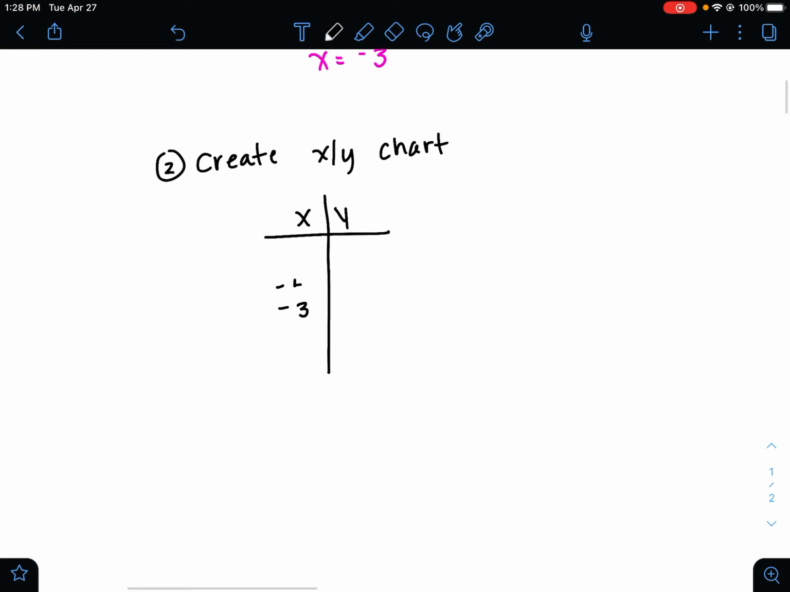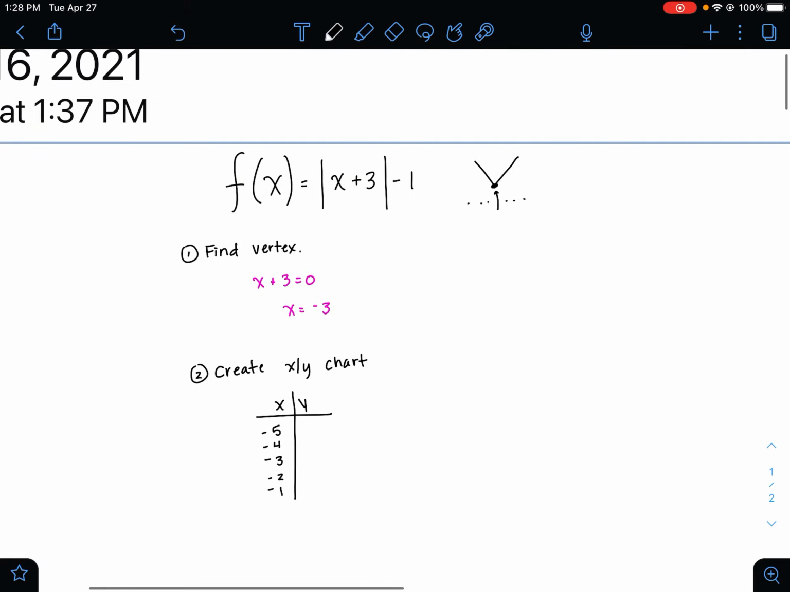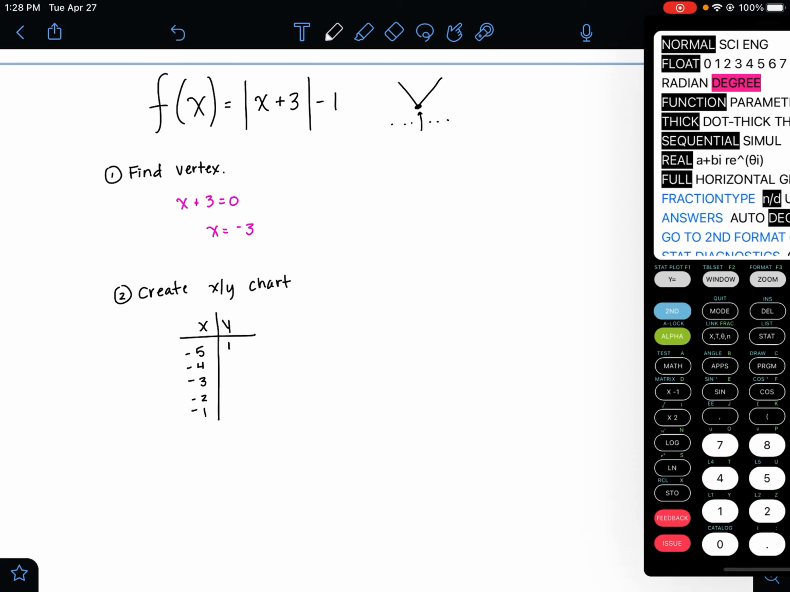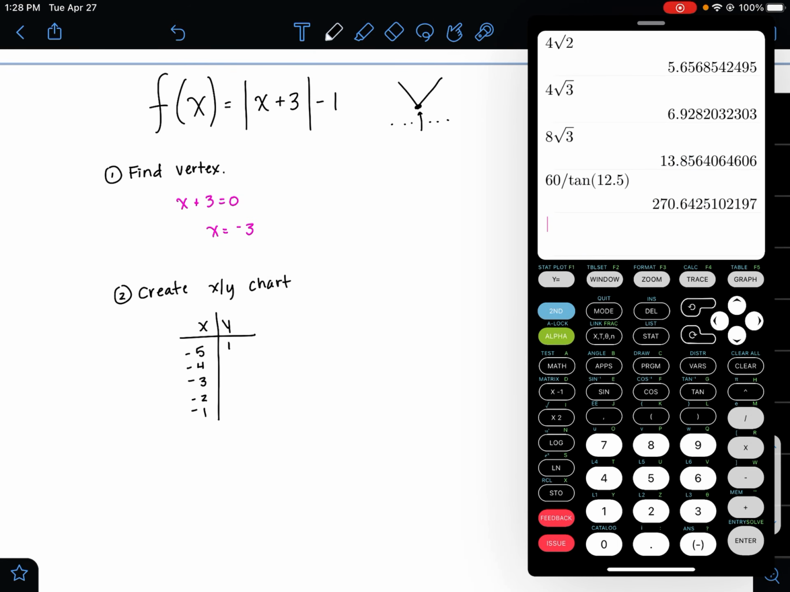So -3, I'll do -4 and -5, and then -2 and -1, and then just like every other XY chart, we substitute these values back in. So -5 plus 3 is -2. The absolute value of -2 is +2. 2 minus 1 is 1. All right, and we're going to keep going through that.